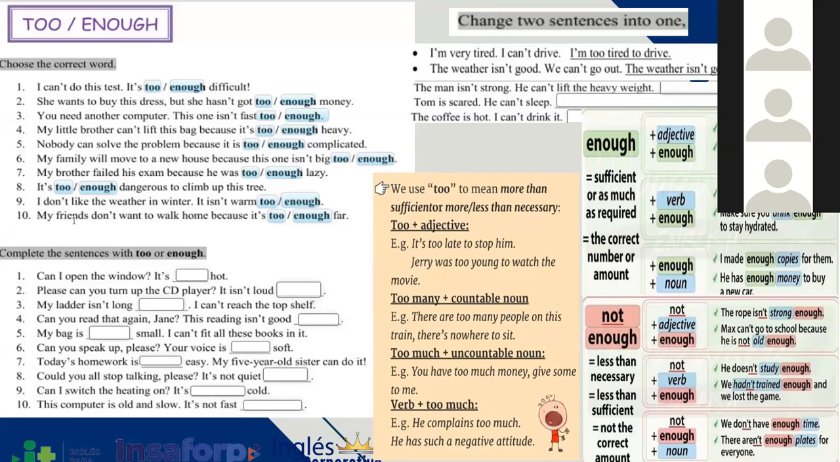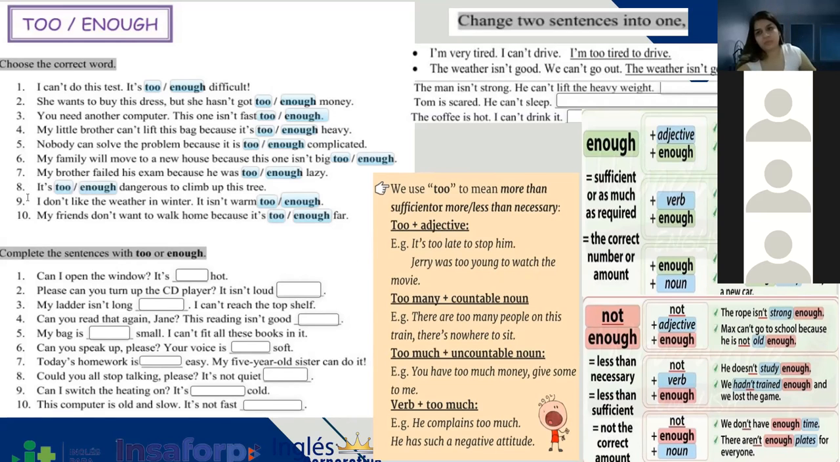Glenda. Hello, Glenda. Can you read number eight, please? It's too and out, dangerous to climb. Okay, you're supposed to use one of these. Seleccionar una de las dos. No las dos juntas, una nomás. Por favor, Glenda, dele de nuevo. Please do it again. It's enough dangerous to climb up this tree.